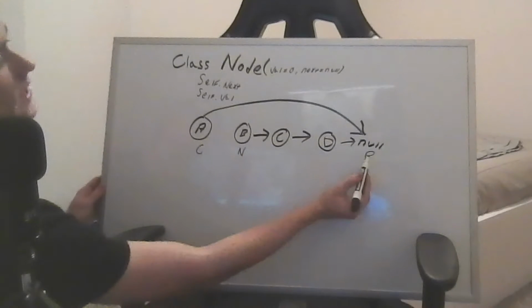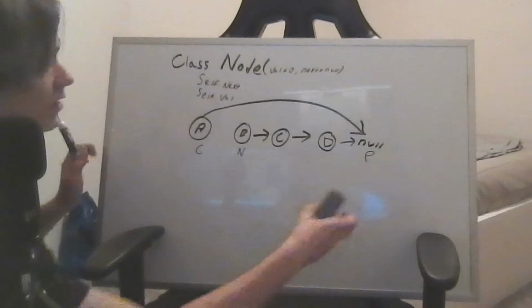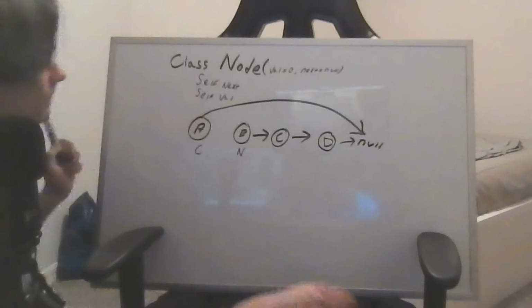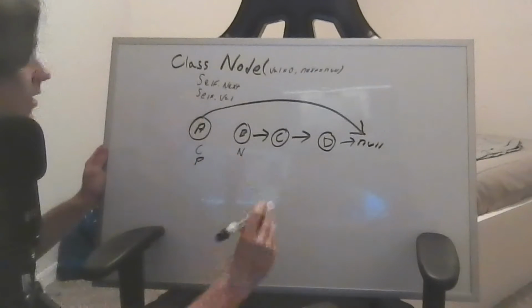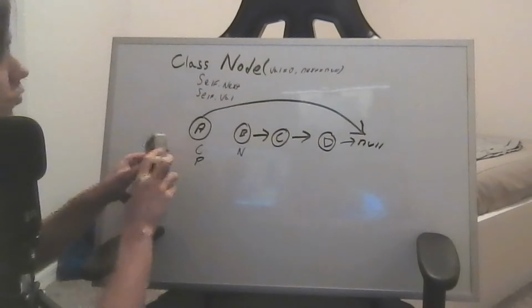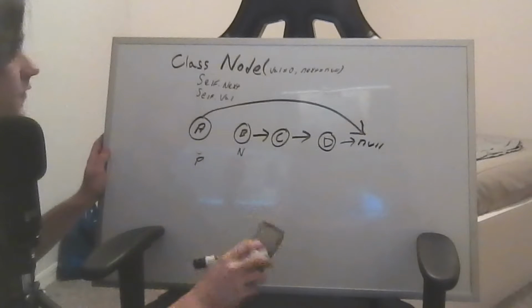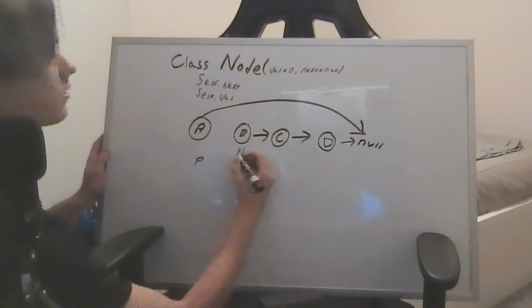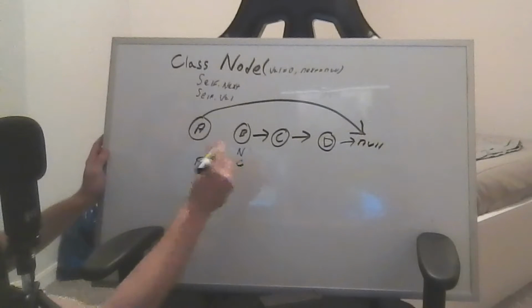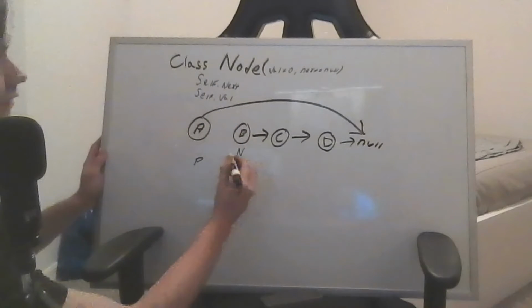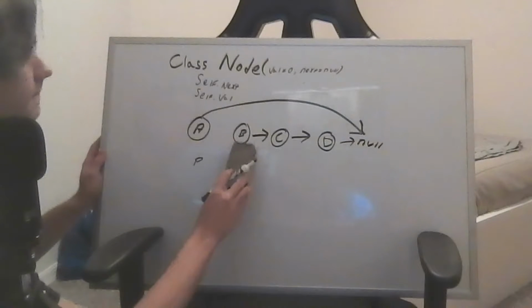So we are going to set P equal to C, and then we're going to set C equal to N. So we're going to move the pointer along here, so C equals N, and then we're going to say N equals N dot next. So we're going to move N along one here.